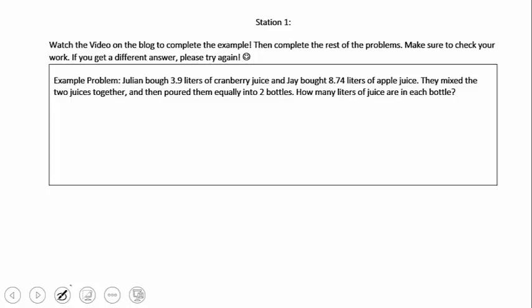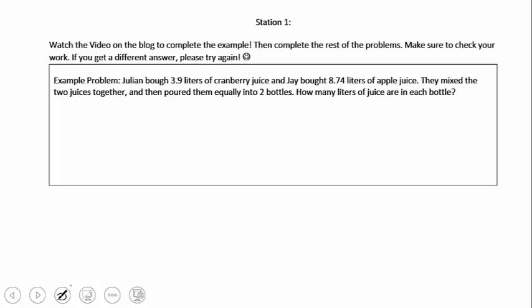Julian bought 3 9/10 liters of cranberry juice, and Jay bought 8 74/100 liters of apple juice. They mixed the two juices together and then poured them equally into 2 bottles. How many liters of juice are in each bottle?